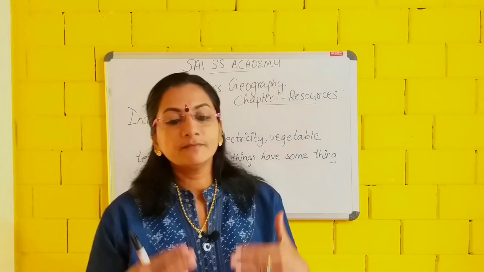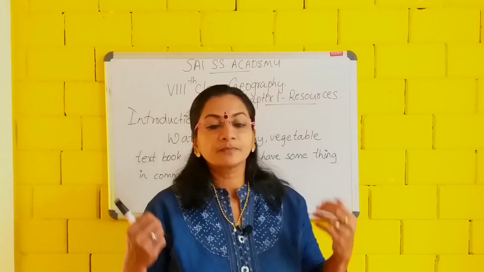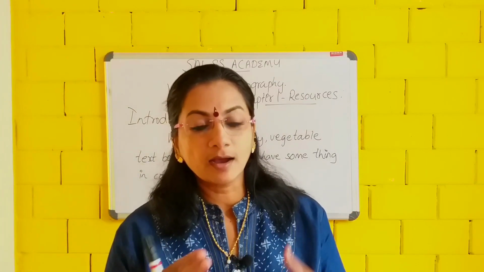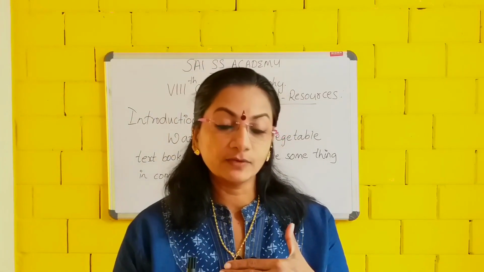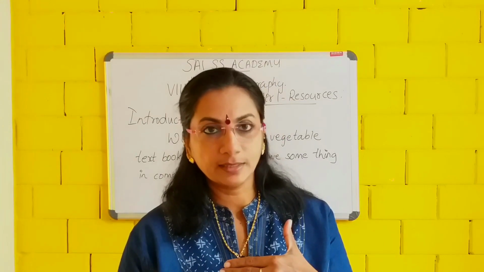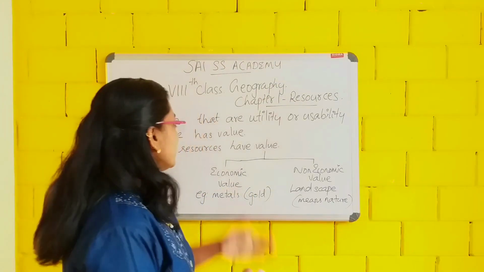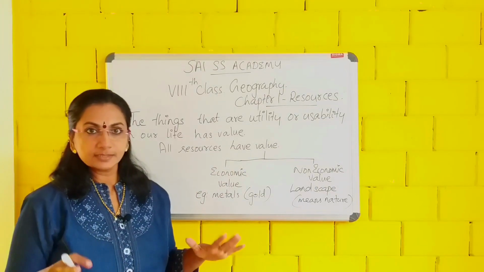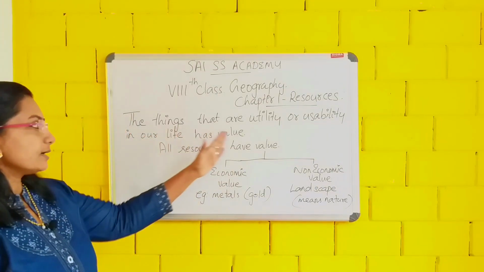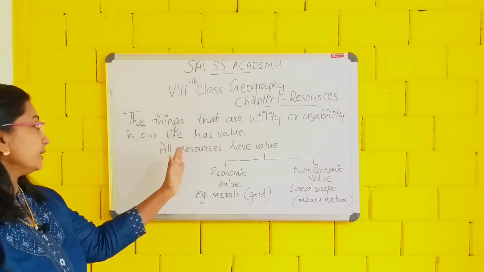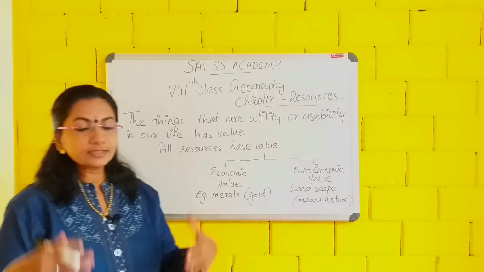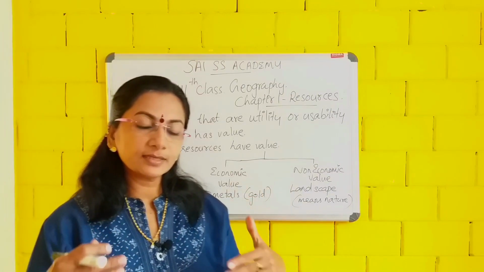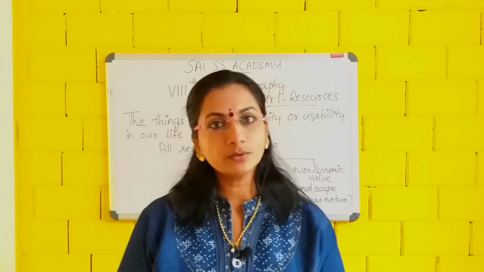Okay, example: when we become thirsty, what will we do? We drink a glass of water. Here water satisfied our thirst, so water is a utility. Got it? So we said about utility. Utility means the thing that satisfies our needs. The things that are of utility or usability in our life have value. Next I am going to say about that. The things that satisfy our needs have value too.